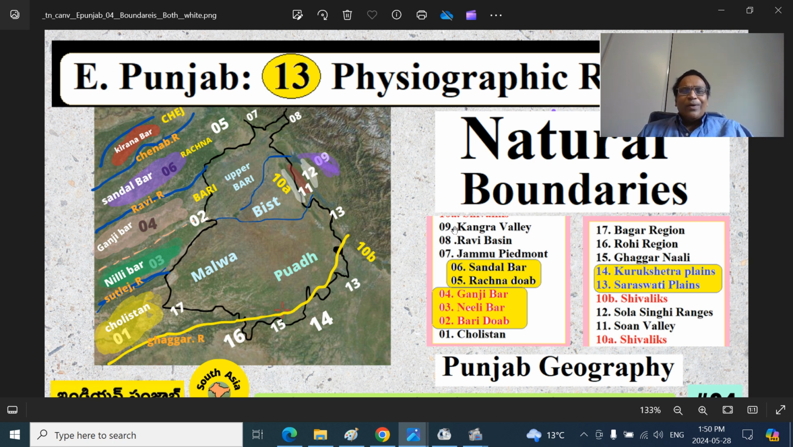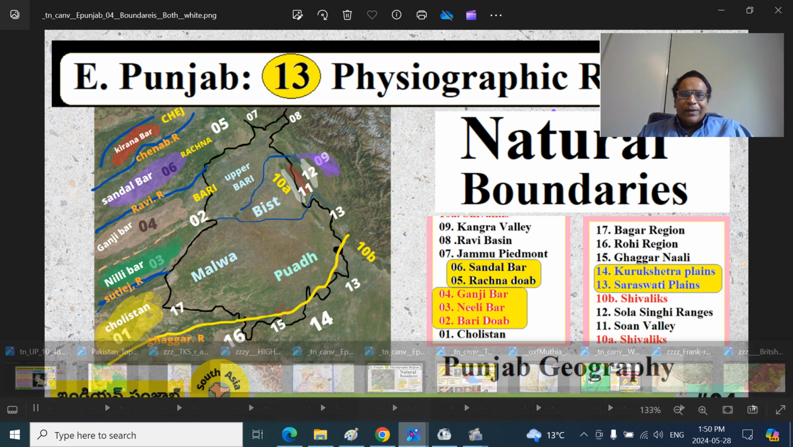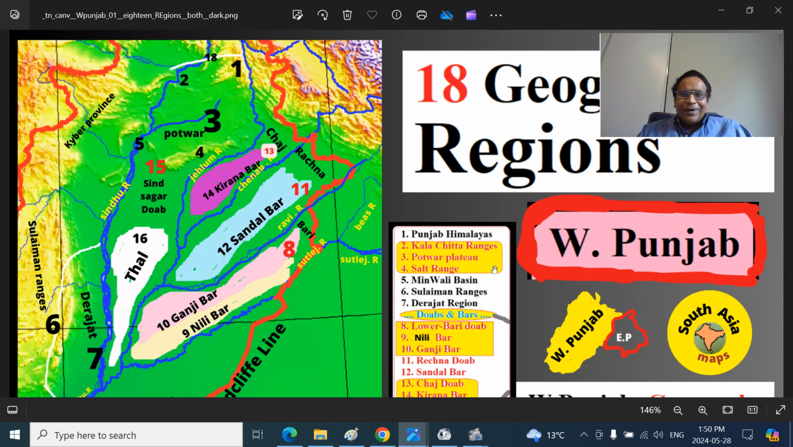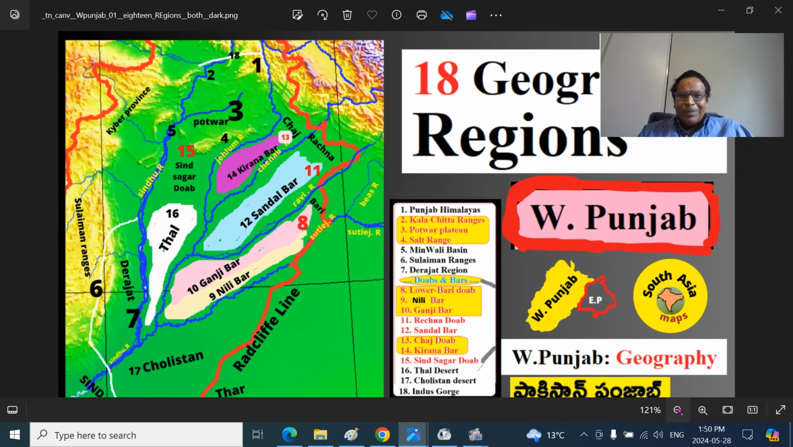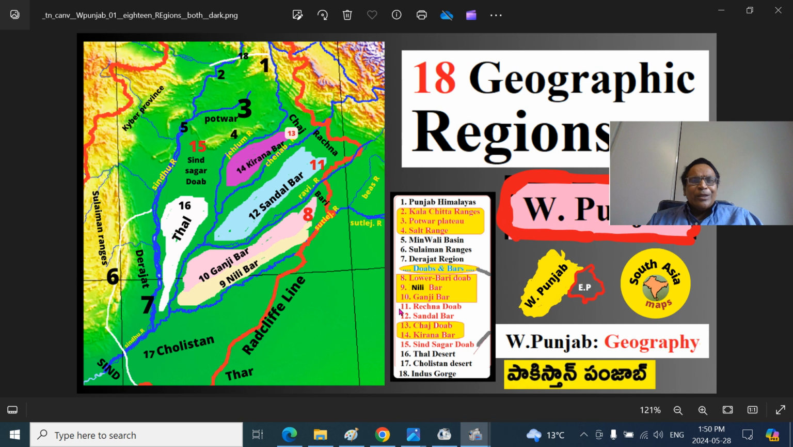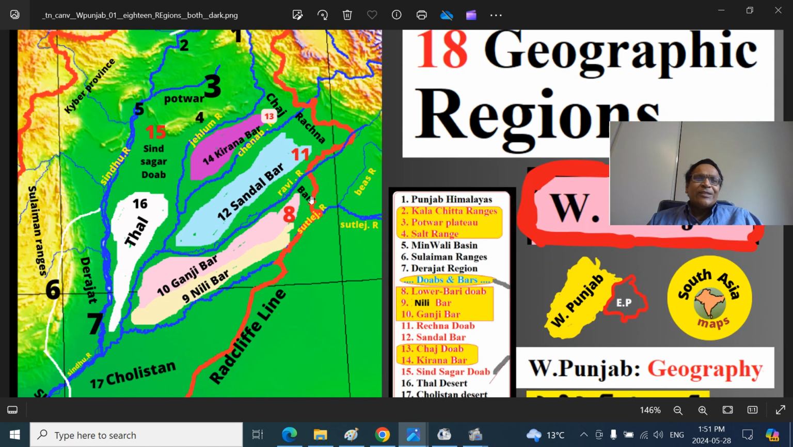So all this I have shown here, and you can see the natural boundaries. And here I have started making, but not posted yet, the West Punjab region. So there are 18 geographic zones. That is not the point right now in Pakistan Punjab, West Punjab, Maghrebi Punjab. The point I am trying to tell the audience is this is the Doab, Sutlej River, Ravi River.